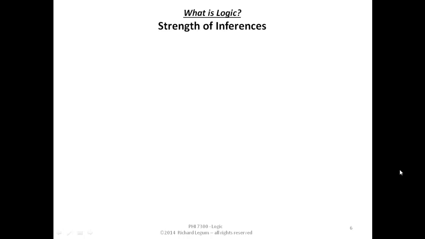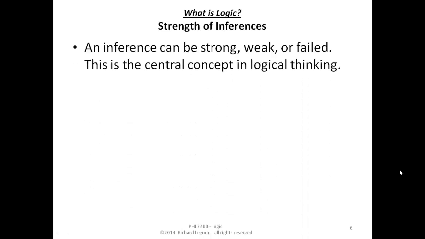Now the new material we want to start looking at has to do with inferences, and we're going to talk about what the book terms strength of inferences. Notice that an inference is a relationship between certain assumptions we make and certain beliefs that we come to based on those assumptions. We can have strong inferences, weak inferences, or failed inferences. The strength of an inference is a central concept in logical thinking. We want to think about arguments and ask: are the inferences we're making strongly supported? Are they weak, or are they failed?